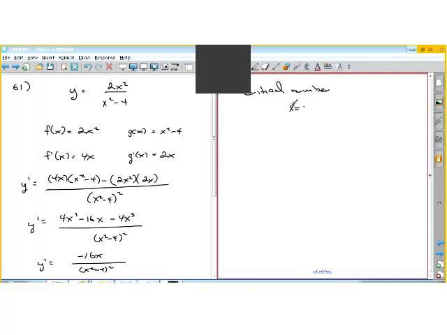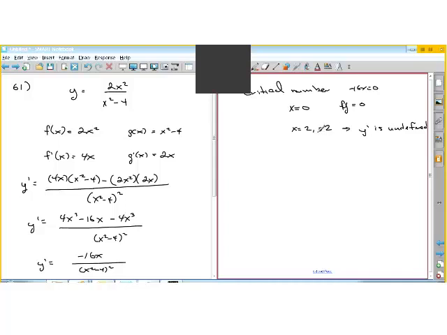One is the numerator is equal to 0 when x is equal to 0, because negative 16x equals 0, and then you solve for x. And you also have critical numbers at x equals 2 and x equals negative 2 if you factor x squared minus 4. Now, this is when f prime, or y prime, I guess in this case, y prime equals 0. This is when y prime is undefined, does not exist.